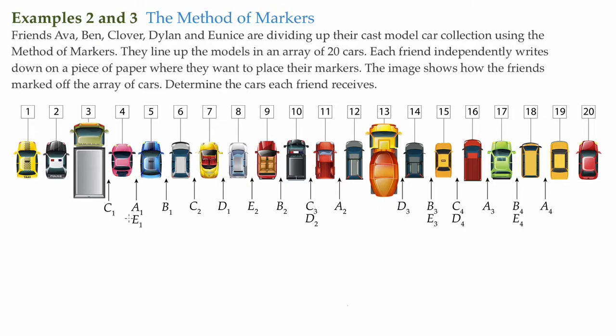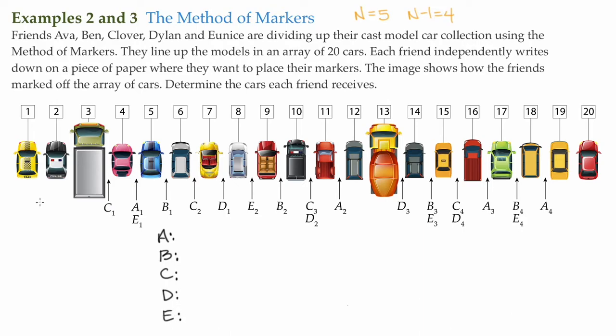So since we have 5 players, that's N equals 5. That means there's going to be N minus 1, or in this case 4, divisions that each player is going to make of the array. And again, don't forget that these divisions are made confidentially, or in secret. So again, I'm just going to list the players here. We have Ava, Ben, Clover, Dylan, and Eunice.